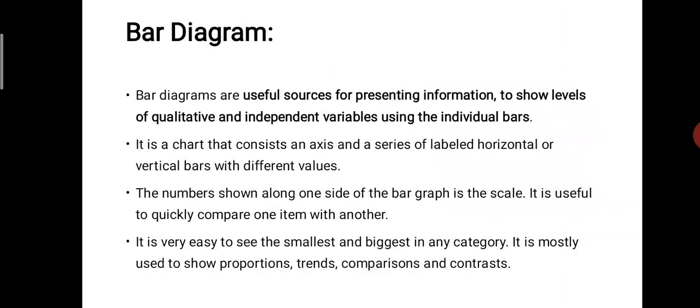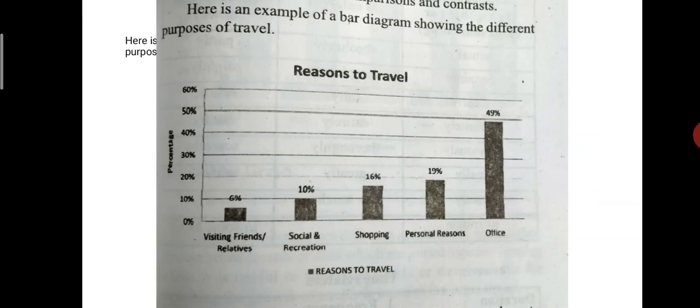So here is also an example of a bar diagram from your textbook, that is showing different purposes of travel. So the purposes of travel: visiting friends or relatives, social and recreation, shopping, personal reasons, office. So how it is divided into the bar diagram.